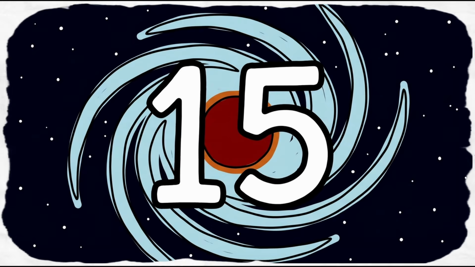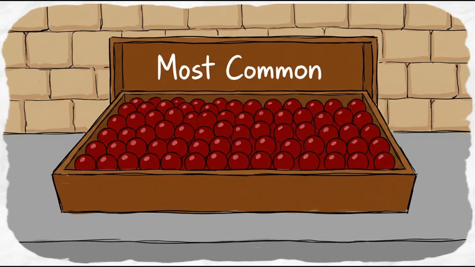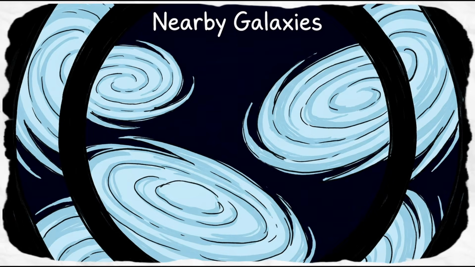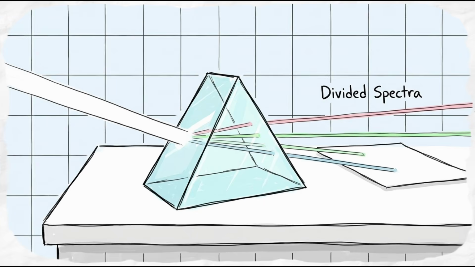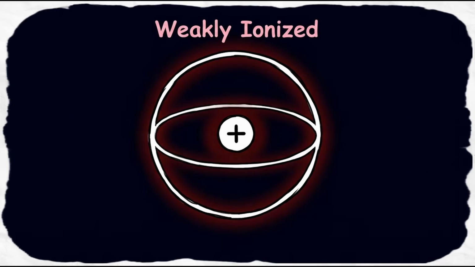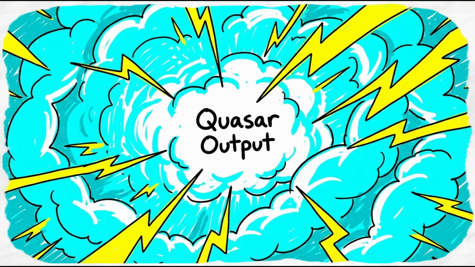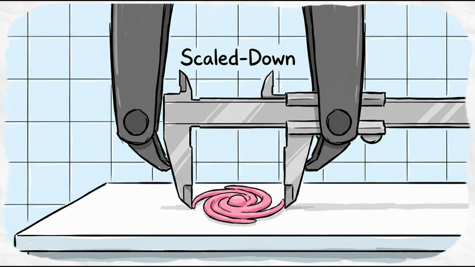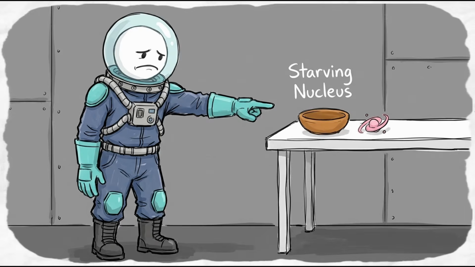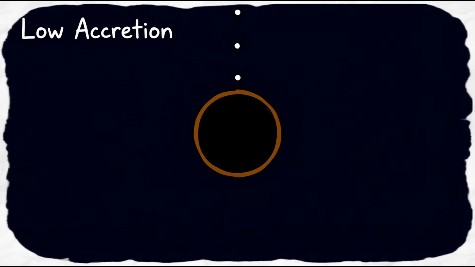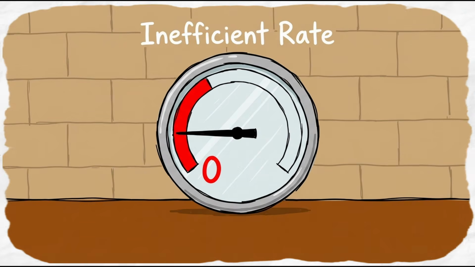15. LINERs. Low-ionization nuclear emission-line regions are the most common active galactic nucleus, observed in approximately 1/3 of nearby galaxies. Their spectra are defined by emission lines from weakly ionized or neutral atoms, contrasting heavily with the superheated gas outputs of quasars. A LINER functions as a scaled-down, starving active nucleus, powered by a central supermassive black hole accreting matter at an exceptionally low, inefficient rate.